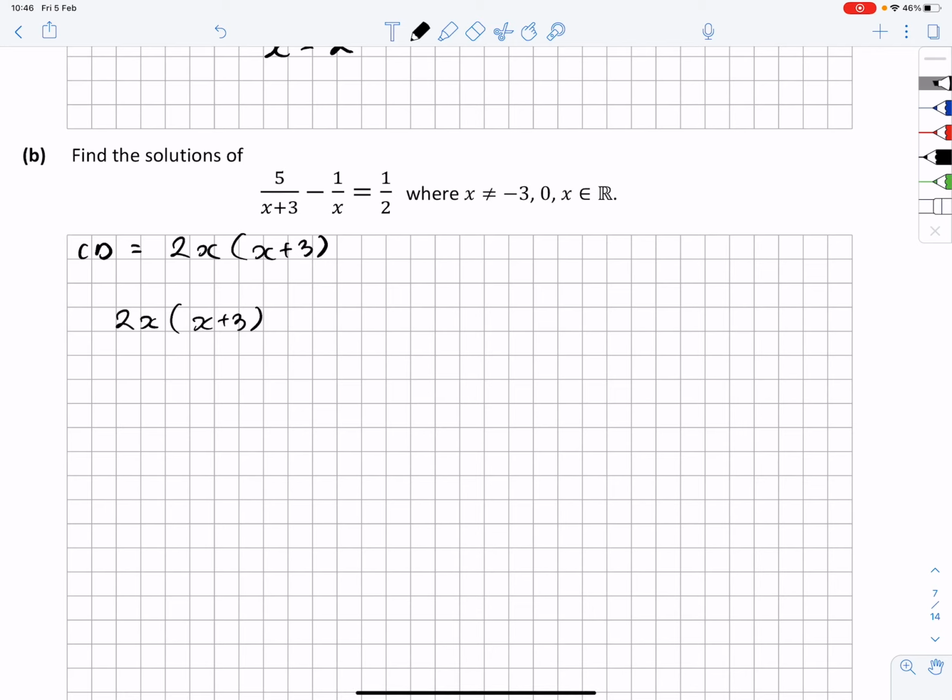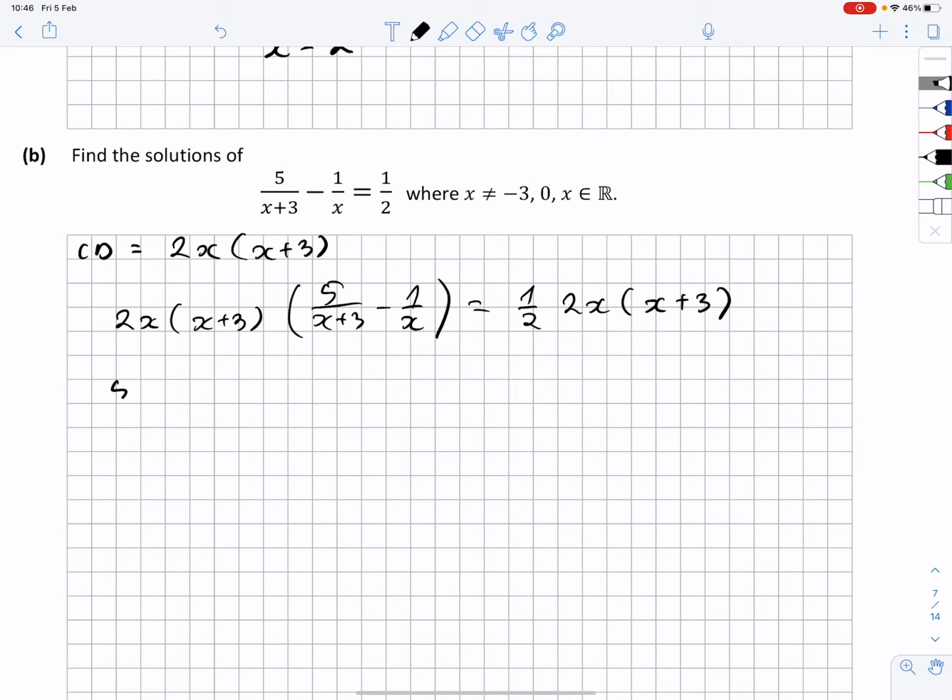We multiply it by the left hand side, so 5 divided by x plus 3 minus 1 over x. And we multiply it on the right hand side as well, 1 over 2, by 2x times x plus 3. Okay, so let's start simplifying.